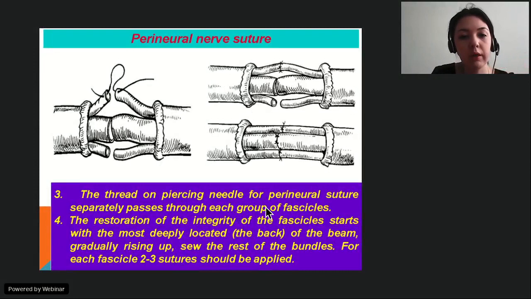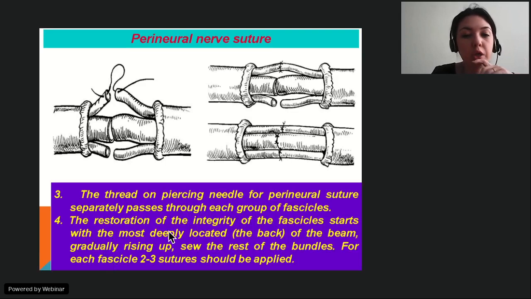The needle for perineural suture passes separately through each group of fascicles. The restoration of the integrity of the fascicles starts with the most deeply located fascicle, and then we gradually go upward and we stitch the remaining fascicles. For each fascicle, 2-3 sutures should be applied.